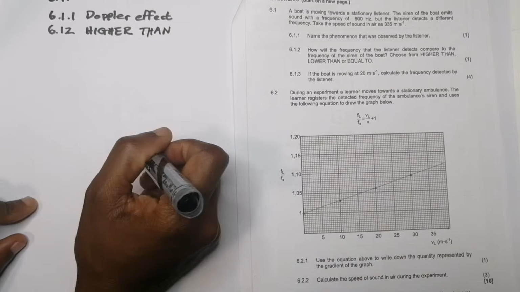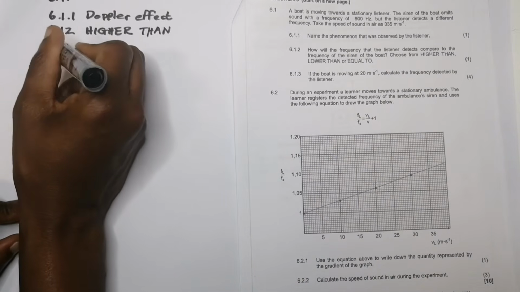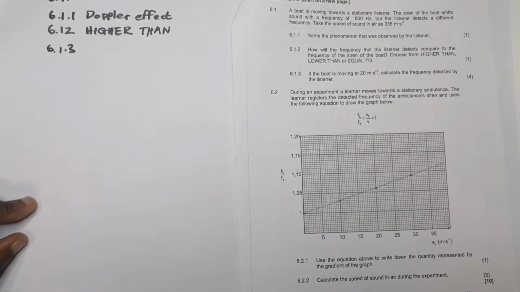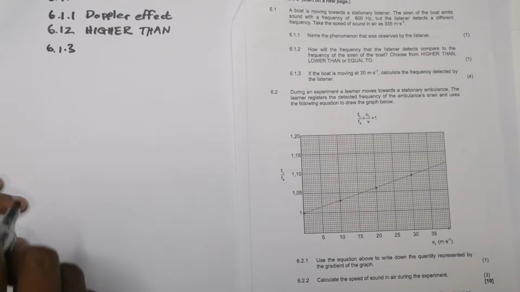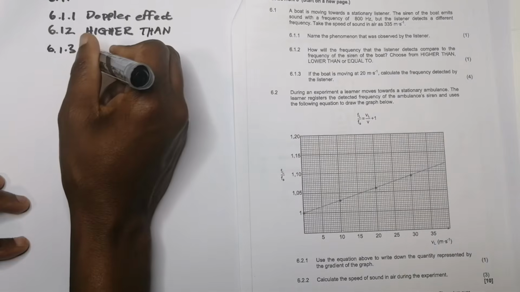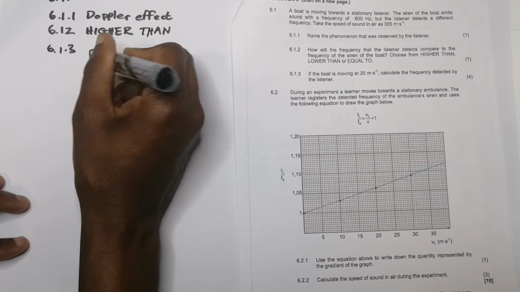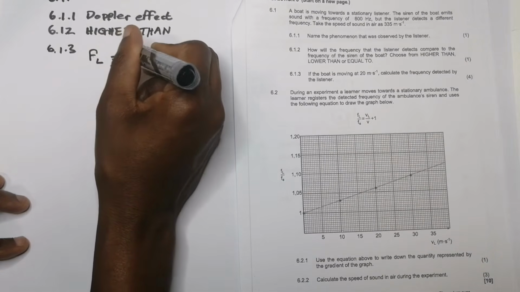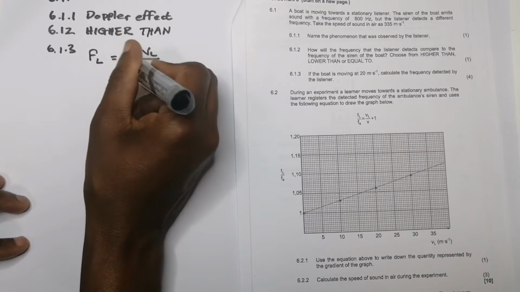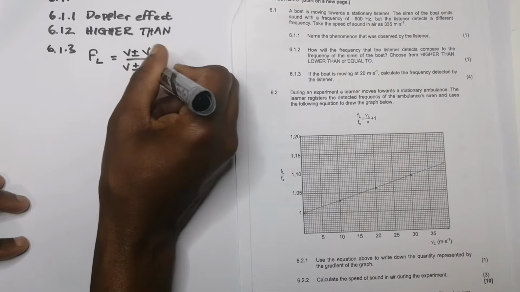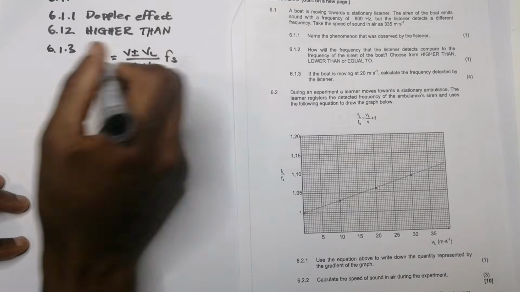And now for our 6.1.3 answer, they said if the boat is moving at 20 meters per second, calculate the frequency that is detected by the listener. So what we're simply going to do is just use the Doppler effect equation. So frequency of the listener equals (V plus or minus VL) over (V plus or minus VS) times Fs.